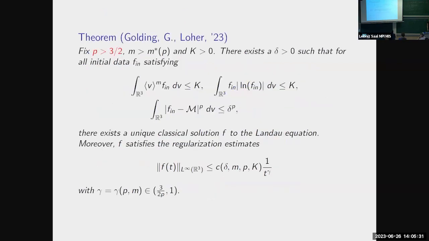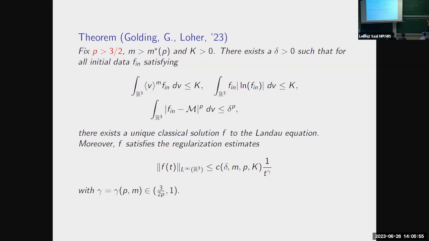So the theorem of today is a joint work with William Goldin. He's a graduate student at UT Austin, co-advised by Alexis and myself. And then Emily Loher, a graduate student here from Cambridge. Okay, so the theorem says the following.